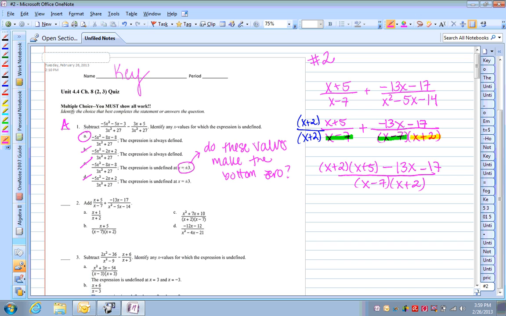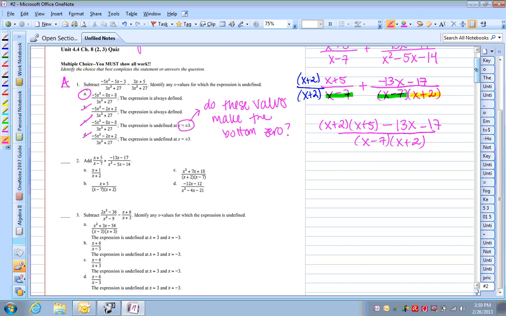Okay, now I need to multiply the x plus 2 and the x plus 5, and you can do that by FOIL. So when I multiply my first two terms together, the x and the x, I get x squared. The outside two terms give me 5x, and the inside terms give me 2x. So when you add those together, it becomes 7x. And then when I multiply my last two terms, 2 and 5, I get 10. So I just FOILed that out, and then I bring down the negative 13x minus 17. And remember, that is still all over our common denominator of x minus 7 times x plus 2. All I do now is combine like terms. I have my x squared terms, my x terms, and then my constants.